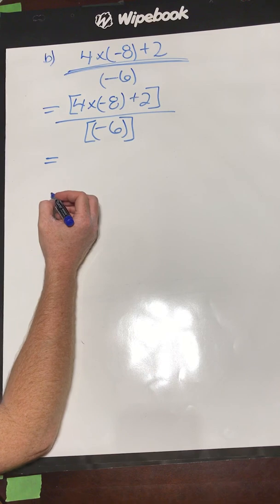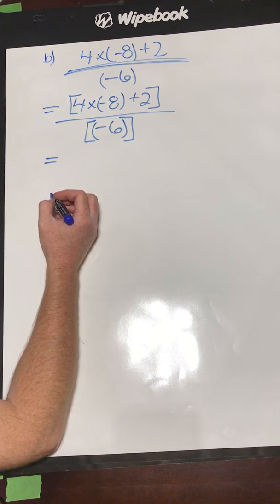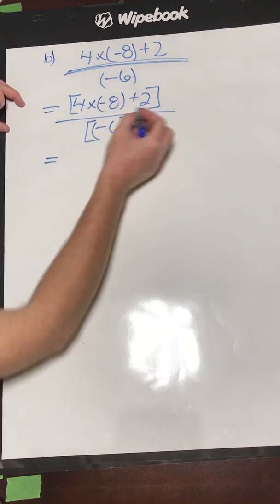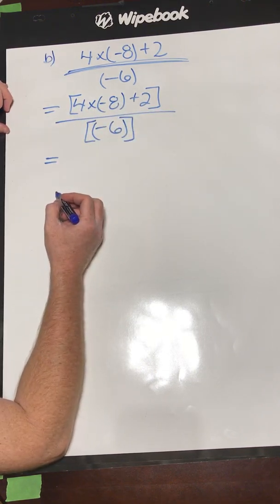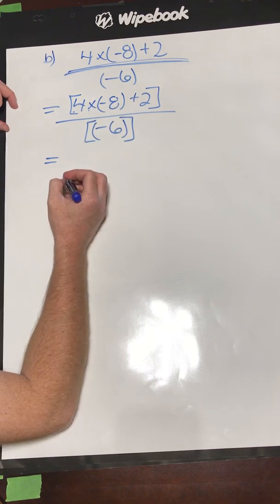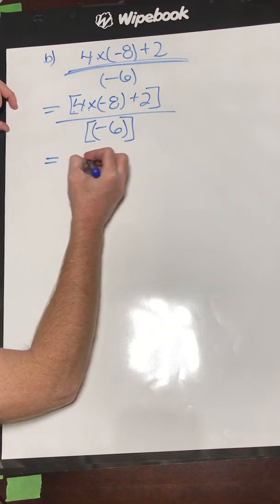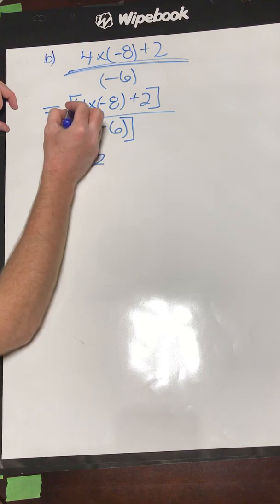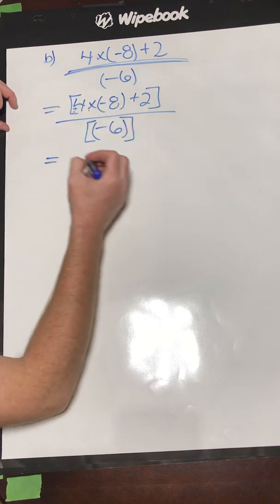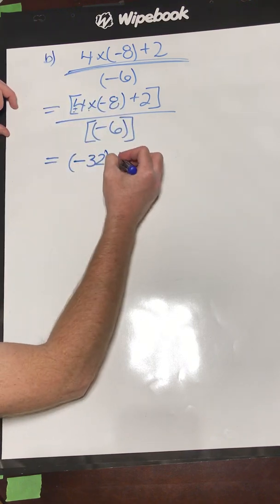So I'm going to focus on the numerator, and I go through my BEDMAS rules. Do I have any brackets? Yes, I have brackets because I put them on there. But within the brackets, do I have any exponents? No. Do I have any multiplication or division? Yes, I have 4 times negative 8. So 4 times negative 8 is negative 32, because we have a positive. Again, it's not being shown here, but if it's not shown, it's assumed. So positive 4 times negative 8 is negative 32 plus 2.